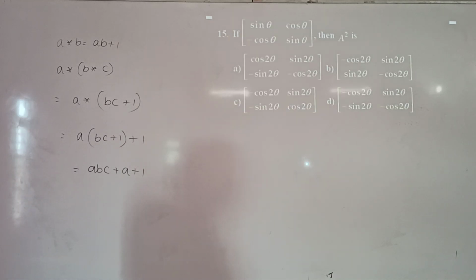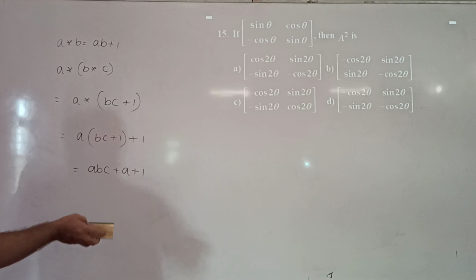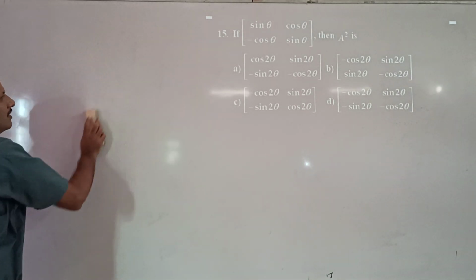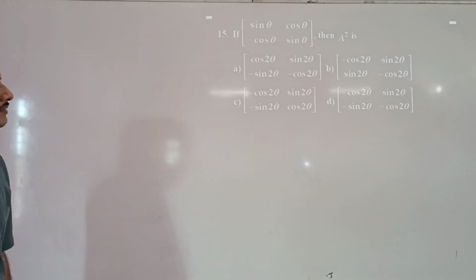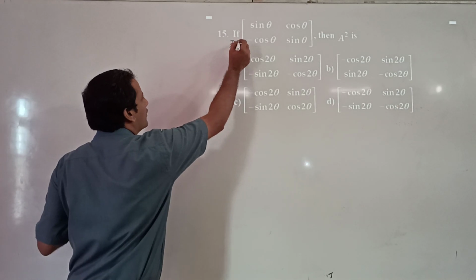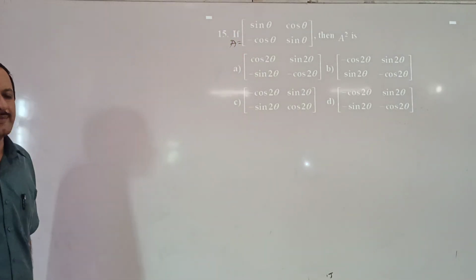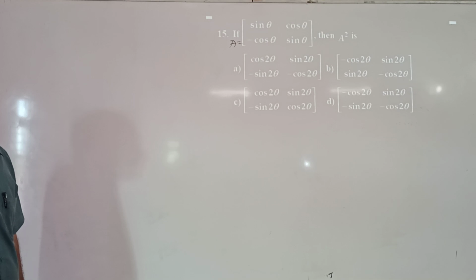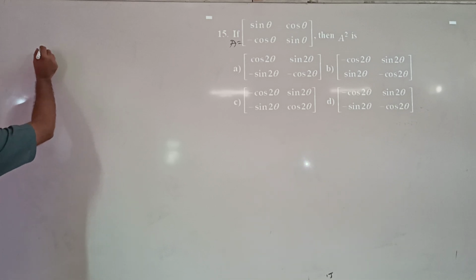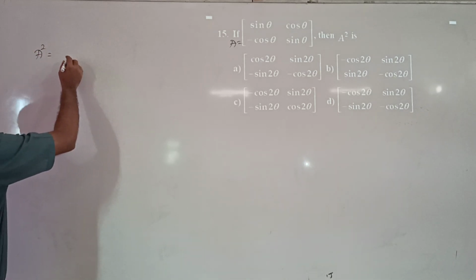Let's look at the 15th question. If this matrix, sin theta cos theta, minus cos theta sin theta, here one small mistake is that if A is equal to that square matrix, then what is A square? That's the question. That is what they are asking. A square is nothing but A into A.